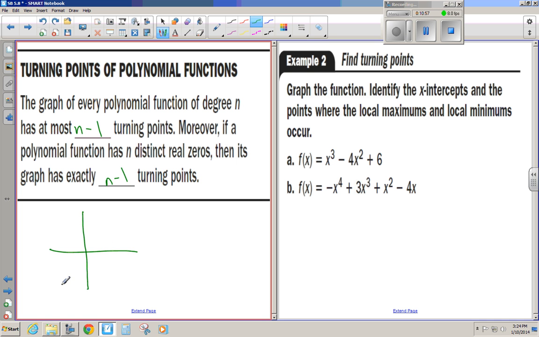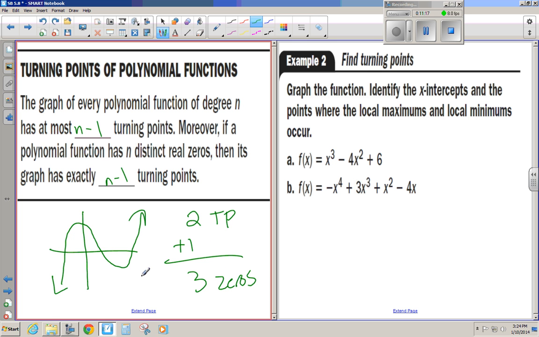Here's a graph, there's a turning point, there's a turning point. There you go. So this has at most 3, since there are 2 turning points, 2 TPs, adding 1 says that there are 3 zeros. So you can look at the graph and come up with the degree just by looking at the graph, or at least an idea of what the graph is. Sometimes, though, there aren't that many. You could see a graph that doesn't really have any, but it still has 3 zeros.